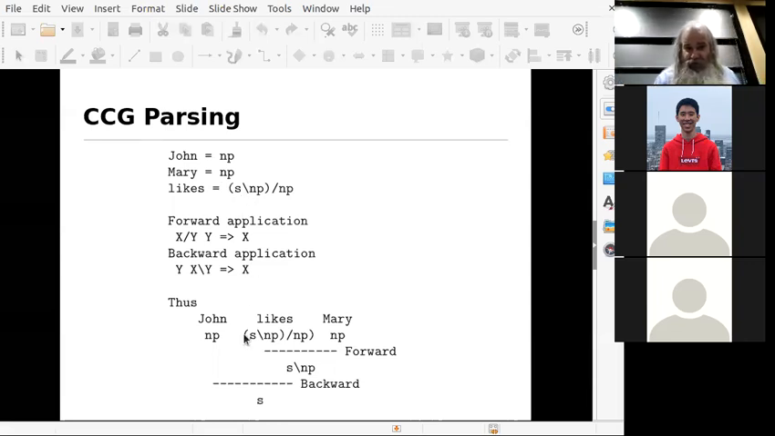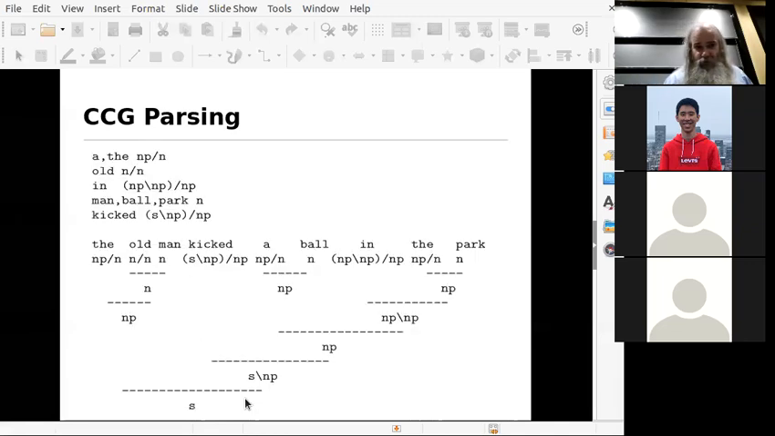So let's have a look at this. We have John likes Mary. We put in their lexical forms. We apply forward application. Likes has an NP after it, so this gives us an S/NP, effectively canceling out that NP. Then we're looking for an NP before us. We do have an NP before us, and that gives us S. This is syntactic parsing.